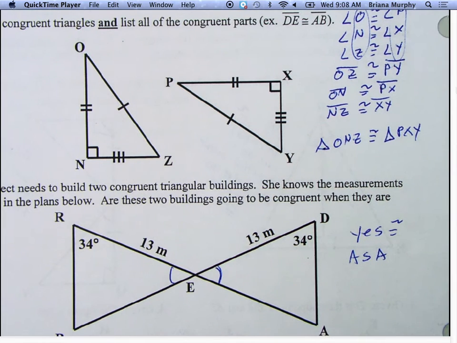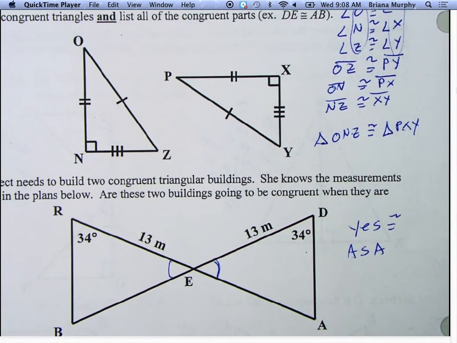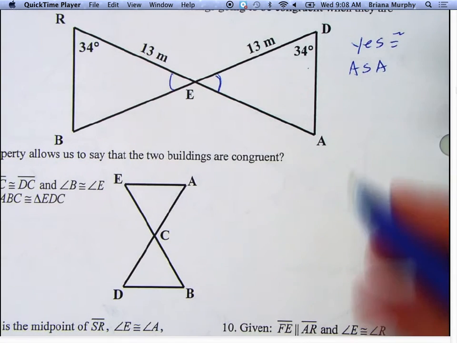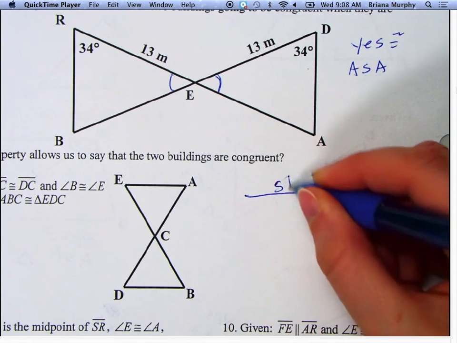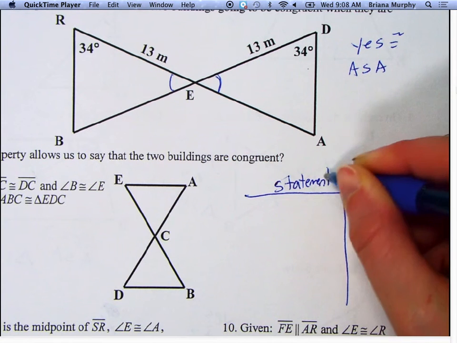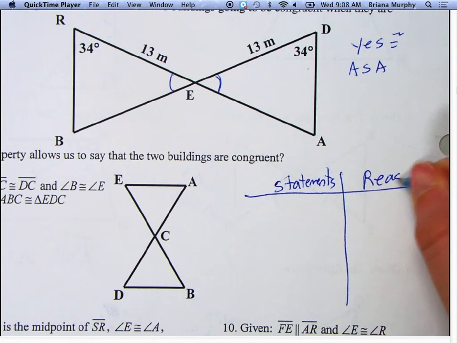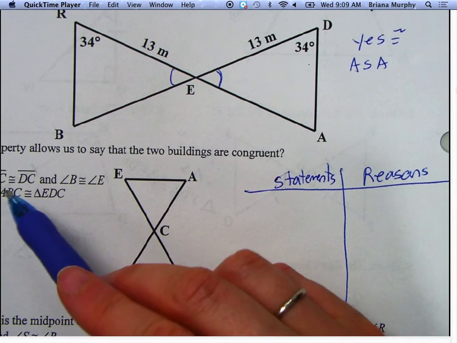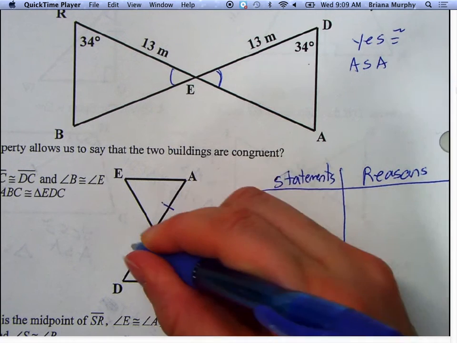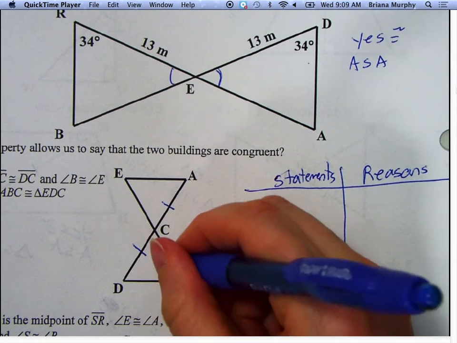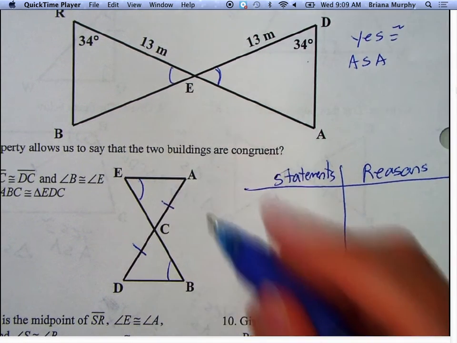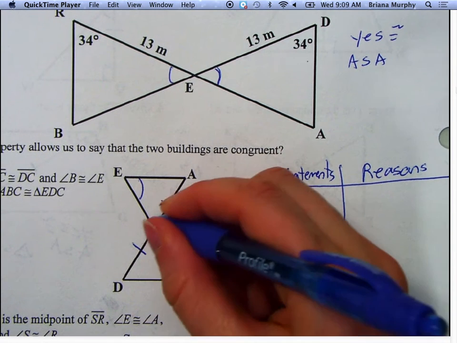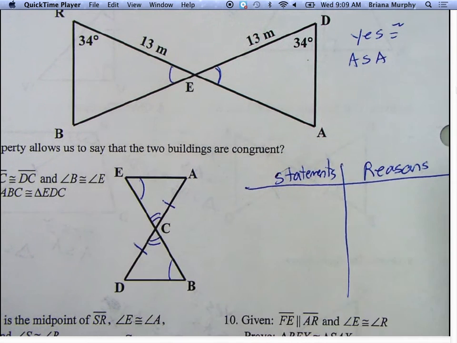Okay. Let's do our proof, your favorite part of this whole thing. So first, I'm going to divide this up and have statements and reasons. Let's look at our picture first. I've got AC is congruent to DC. I've got angle B is congruent to angle E. Anything else? Vertical angles from C. And so now this triangle is congruent by what?